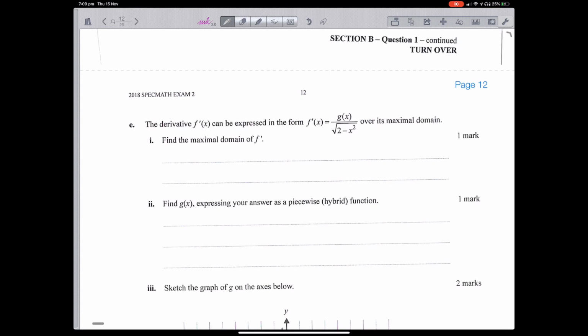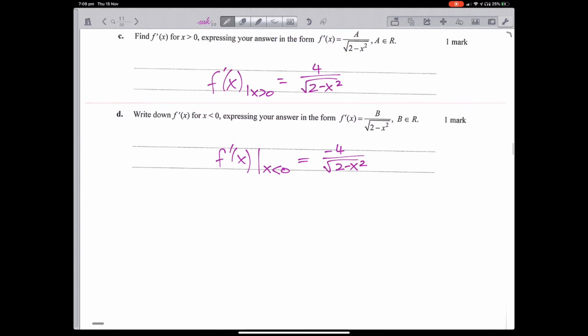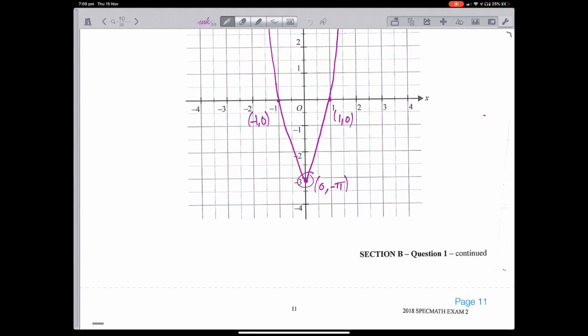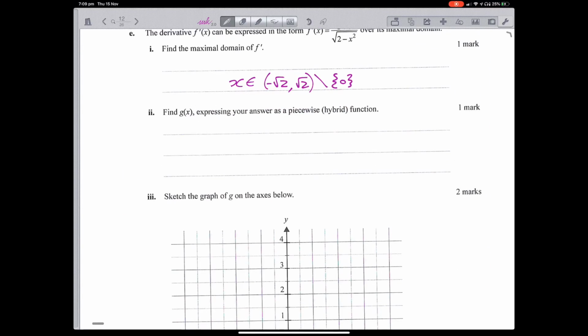Okay, the derivative of f dash of x can be expressed in the form f dash of x equals g of x over its maximal domain. Find the maximal domain of f dash. So if it's f dash, well, it's not going to be defined at the endpoints, but it's also not going to be defined at 0, and that's because it's a cusp, like a sharp point. So we know that it'll be defined from negative root 2 to root 2 with the exception of 0, because it can't be defined at that point. We know the limit doesn't exist from both sides.